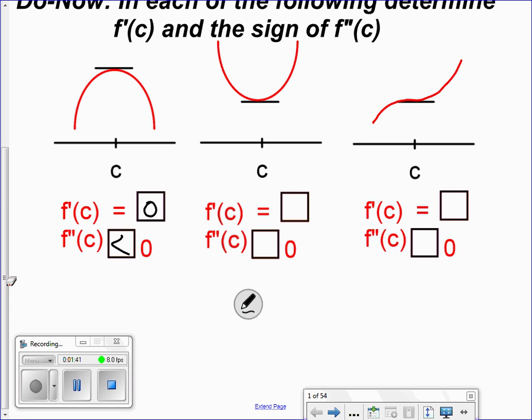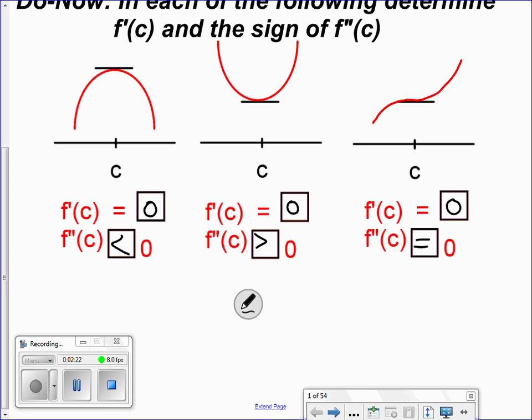All right, case 2. We got our little graph here. What about the first derivative at C? 0 again, because that's just the slope of the tangent, the first derivative. What about the second derivative at C? Greater than 0. It's positive because the function is concave up, so the second derivative is positive. And third case, what about the first derivative at C? 0. What about the second derivative? Equal to 0. F double prime of C is 0.